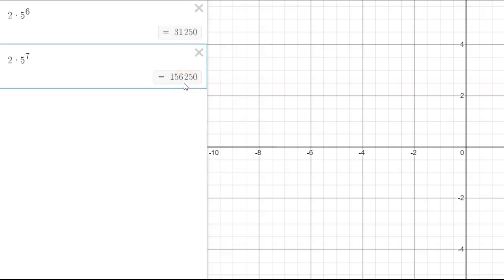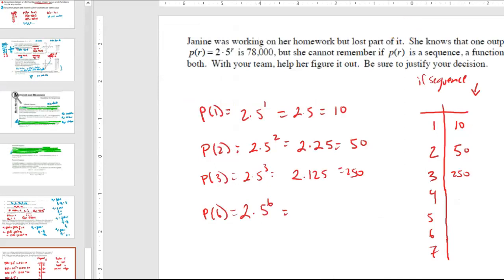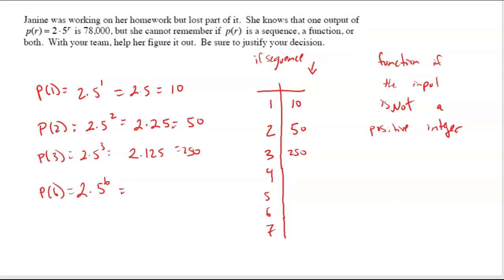And so let's put that information down on our previous slide. So let's come back over here, move it over here. So what did I say? This was 31,250, and I believe this was 156,250. Okay, so notice that the 78,000 would be somewhere in between here. Okay, so 78,000 is somewhere between 6 and 7. So this is not going to be a sequence. It's purely just a function.